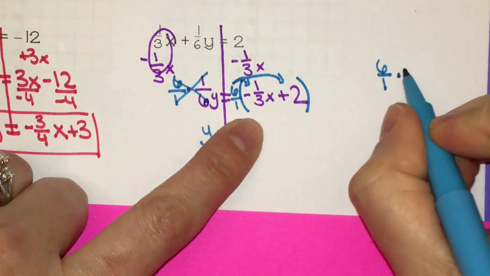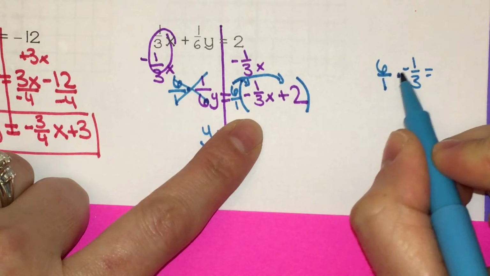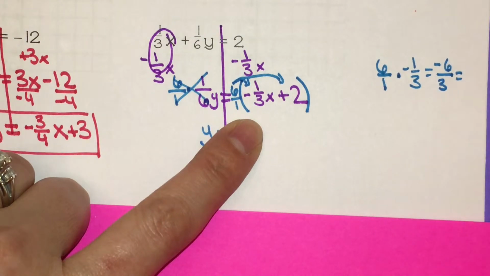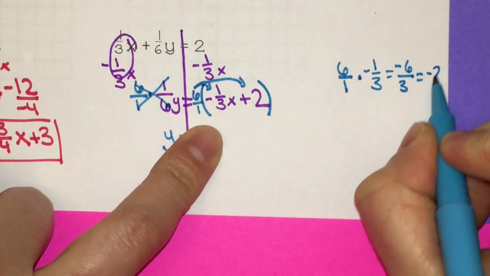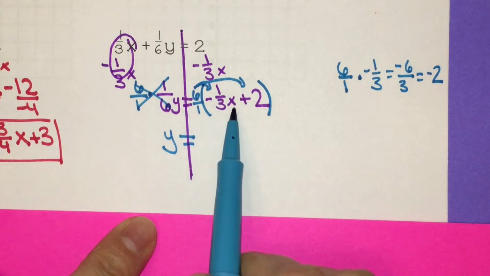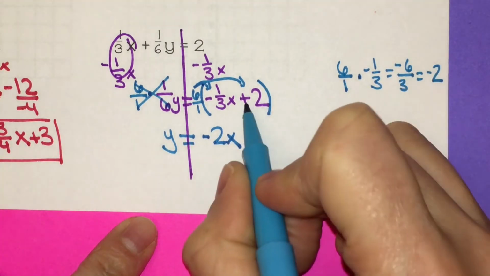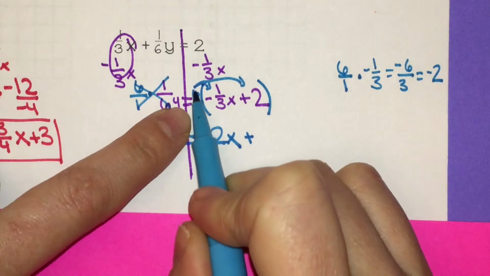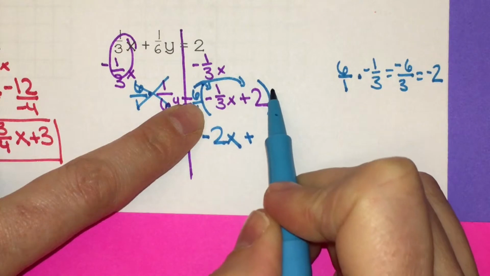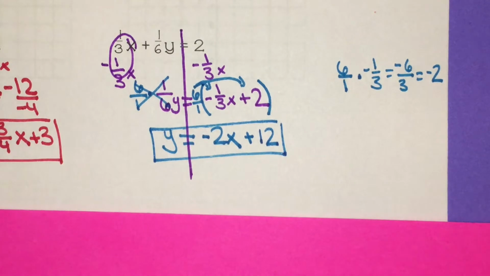So 6/1 times negative 1/3. Remember, multiply straight across. 6 times negative 1 is negative 6, over 1 times 3 is 3. And negative 6 divided by 3 is negative 2. So that means 6/1 times negative 1/3 x is negative 2x. Plus 6/1 times 2. Well, 6/1 is just 6, so 6 times 2 is 12. And there is my answer.